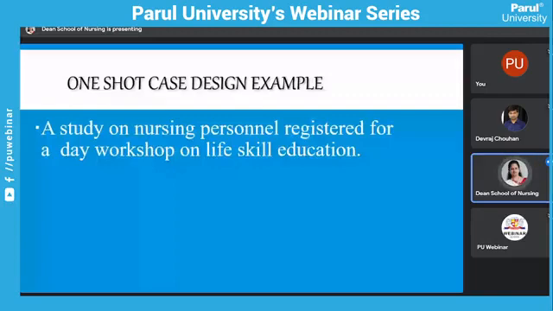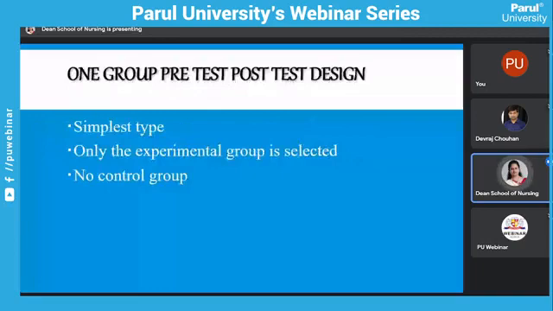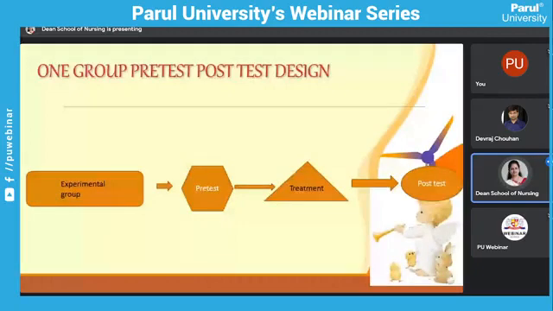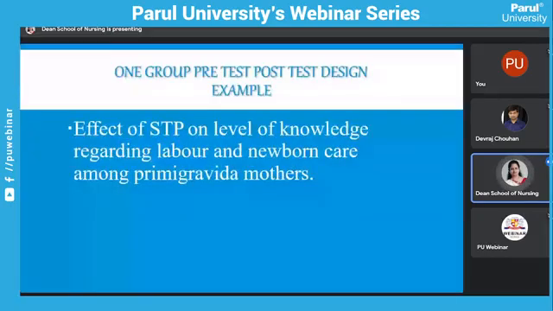Here, one group pretest post-test. It is the simplest type. Only the experimental group is selected and there is no control group. This is an example: experimental group, pre-test will be there, treatment will be there, post-test will be there. This is one group pre-test, post-test design. The example is the effect of STP on level of knowledge regarding labor and newborn care among primary gravida mothers.